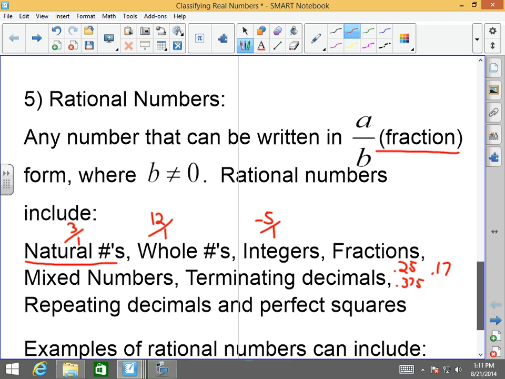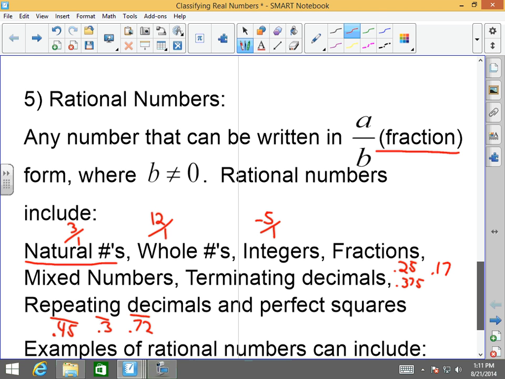Rational numbers also include repeating decimals. Repeating decimals are things such as 0.45 repeating, or 0.3 repeating, or 0.72 repeating. That little line on top of the numbers when you're dealing with decimals indicates to the reader that this number is always going to be repeating.